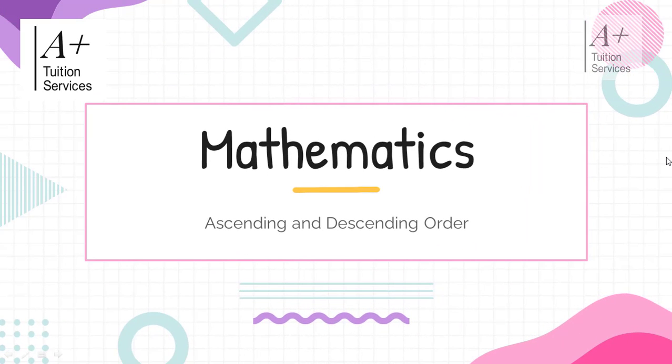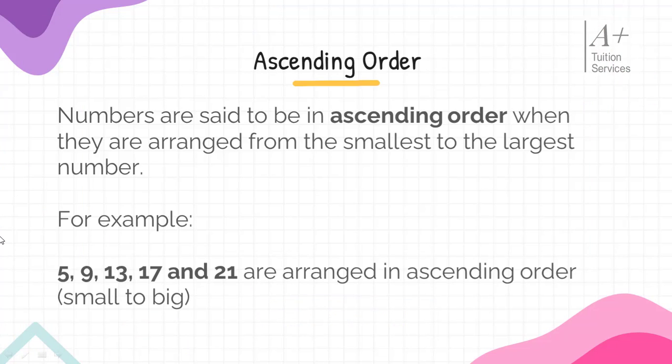In this video tutorial, we are going to look at numbers in ascending and descending order. Ascending order. Numbers are said to be in ascending order when they are arranged from smallest to the largest number. For example, 5, 9, 13, 17, and 21 are arranged in ascending order because it is done from small to big. Okay? So ascending order means small to big.